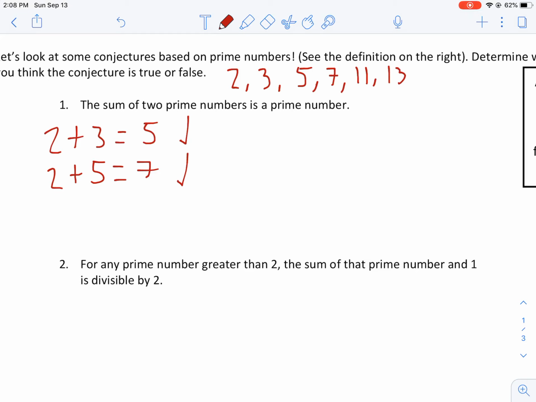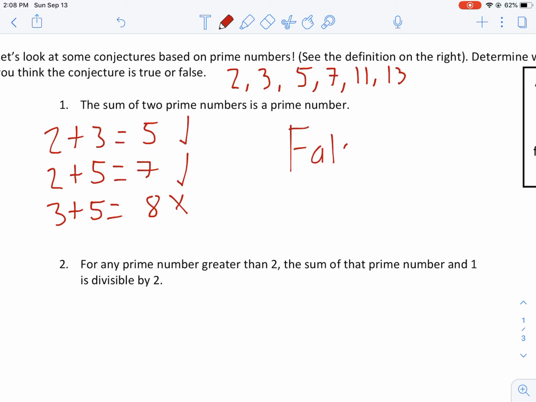The next one we could try is possibly 3 and 5, right? So 3 plus 5 equals 8. So is 8 a prime number? No, right? 8 is not a prime number. It's divisible by 2 and 4. So this is actually false.